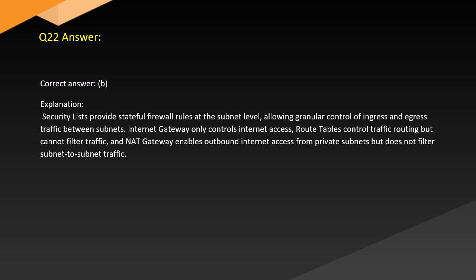Answer. Correct answer. B. Explanation. Security lists provide stateful firewall rules at the subnet level, allowing granular control of ingress and egress traffic between subnets. Internet gateway only controls internet access. Route tables control traffic routing but cannot filter traffic, and NAT gateway enables outbound internet access from private subnets but does not filter subnet to subnet traffic.